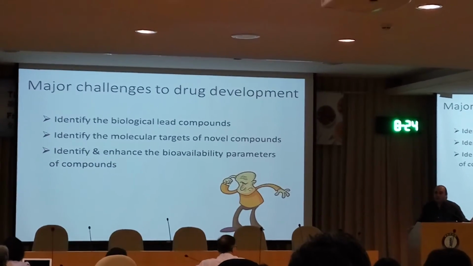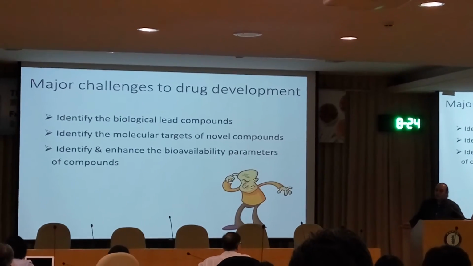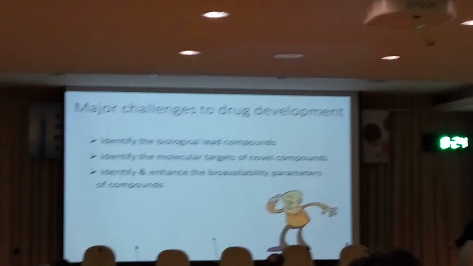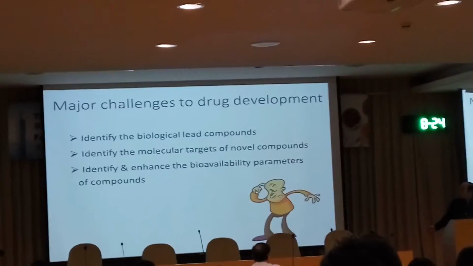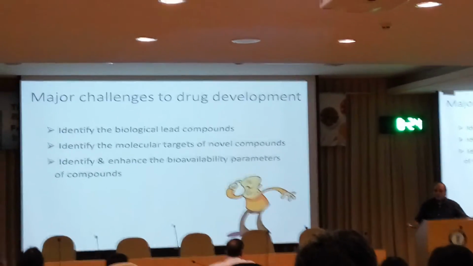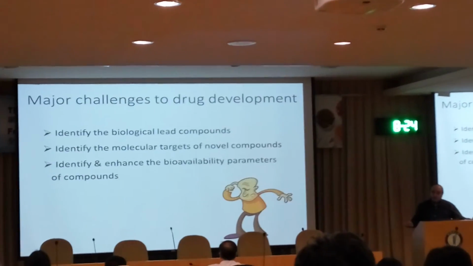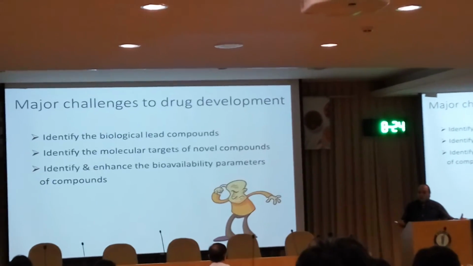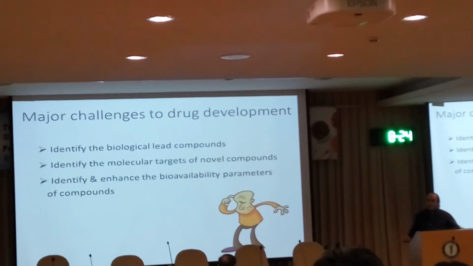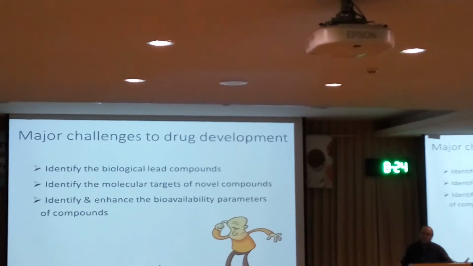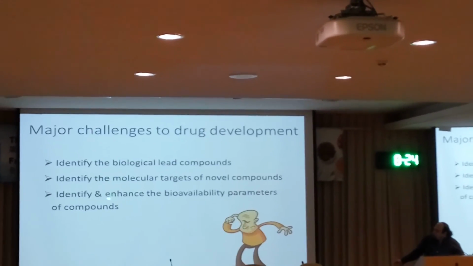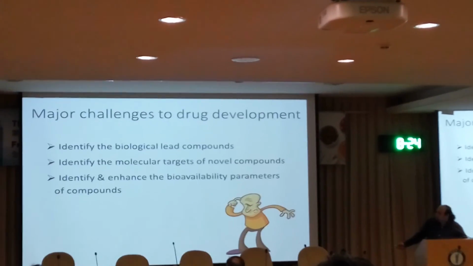Second, even if we find biological activities, we have to identify the molecular targets. What are the targets? What are the pathways that account for such activities? And the last difficulty is the bioavailability parameters. Most of the time, we find new potential compounds that are biologically active, but they don't show any absorption, or they have difficulty in solubility. So we have to test this first, to identify and enhance the bioavailability.